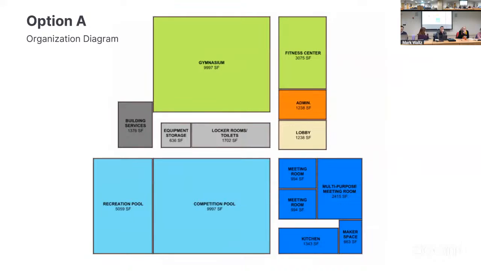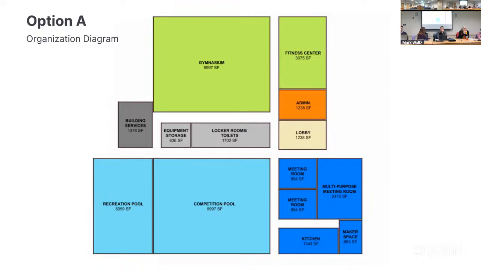Then we take that and we translate that into the actual square foot numbers that we've been looking at. This is just another diagram. It's not a floor plan at this point, it's just taking these squares and we start to organize them, how they might lay out, but it starts to resemble what a floor plan might look like.